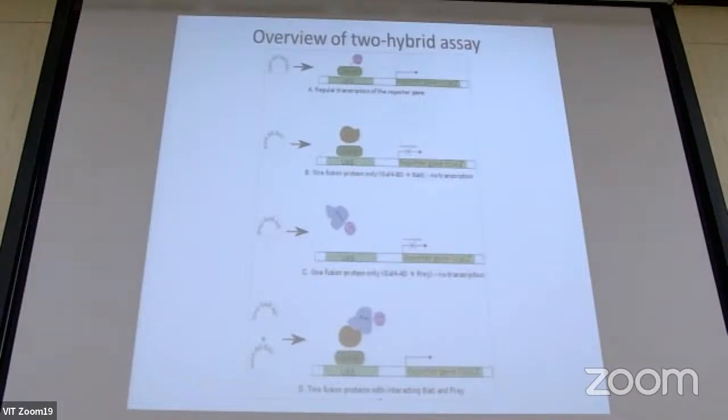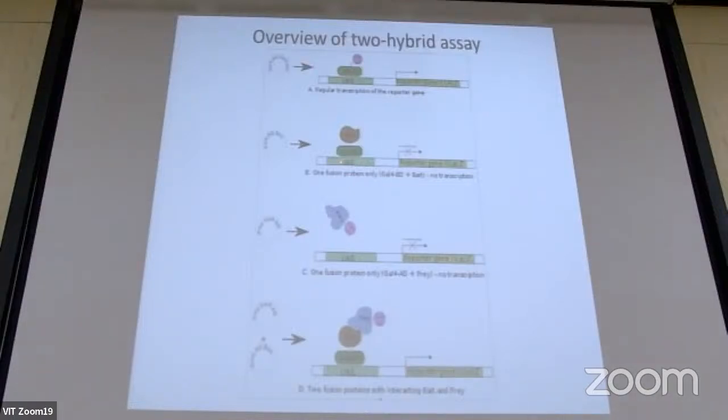This is the common setup. You can see UAS is the upstream activation sequence, a signal. You see GAL4 for the binding domain and the activation domain. In between, you have a few other residues of the transcription factor. So if this attaches to UAS, at a particular time the gene would get expressed.